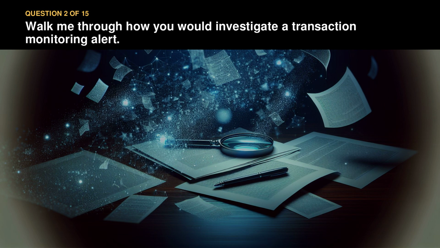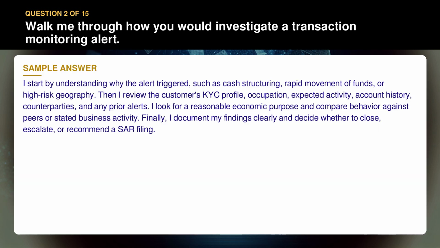Question 2. Walk me through how you would investigate a transaction monitoring alert. I start by understanding why the alert triggered, such as cash structuring, rapid movement of funds, or high-risk geography. Then, I review the customer's KYC profile, occupation, expected activity, account history, counterparties, and any prior alerts. I look for a reasonable economic purpose and compare behavior against peers or stated business activity. Finally, I document my findings clearly and decide whether to close, escalate, or recommend a SAR filing.